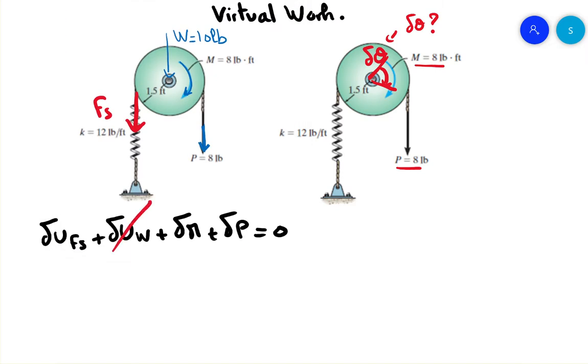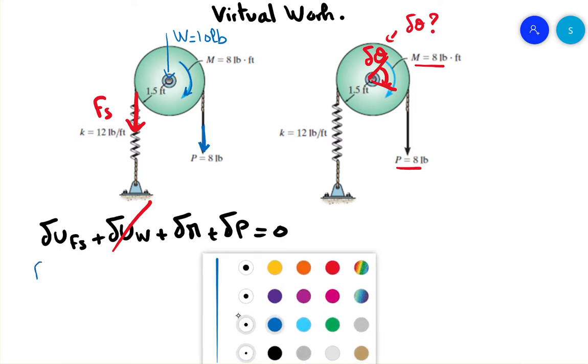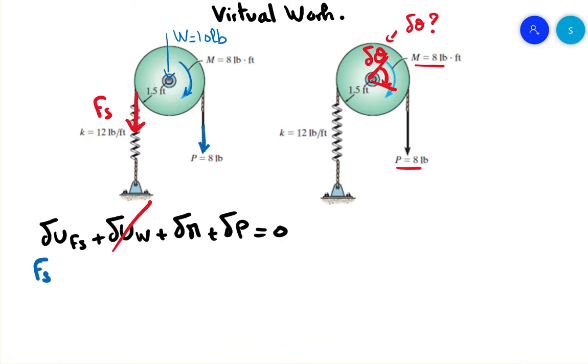For the force of the spring, the work is the force of the spring times the length, delta S. And the delta S is equal to what? It's equal to R, so 1.5 times the delta theta. So this is the delta theta, this is R, and this is the delta S.